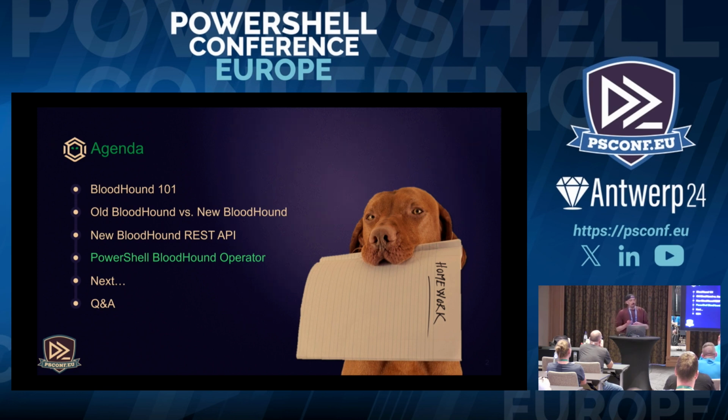So hang on. I'll quickly start by explaining what is Bloodhound, just in case somebody in the room doesn't know, but I'll go pretty fast over this. You can watch talks from the previous PowerShell conference if you like. Then I'll explain the differences between the old and the new Bloodhound, what new stuff we can do with it. I'll explain quickly the REST API, how to authenticate to it, and then it's going to be demo.